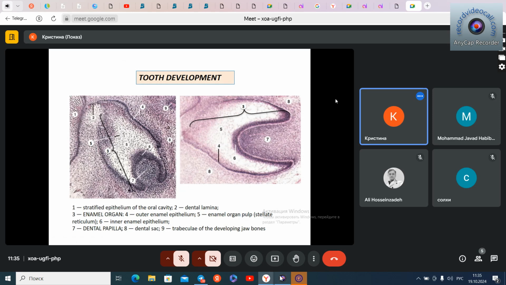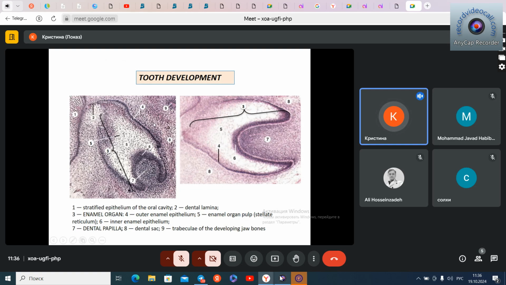So here we see the tooth development at the stage of the enamel organ. Enamel organ is all this structure. It all is composed of the epithelium, which develops from the epithelium of the oral cavity. So epithelium of oral cavity, the neck of the enamel organ, the outer enamel epithelium, inner enamel epithelium, intermediate enamel epithelium, stellate reticulum, all these structures are epithelium.